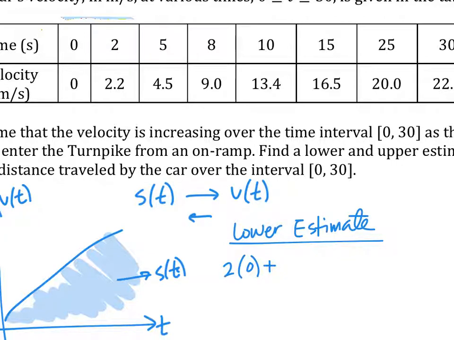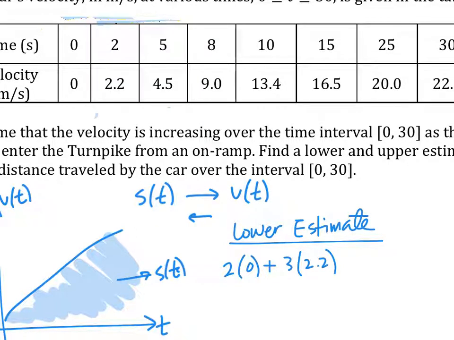Okay, next, between 2 and 5. Between 2 and 5, what is the lower height? 2.2, and then what is the base for that interval? 3. So you see how the intervals are not equal size? So you have to kind of be careful whenever you have a table. All right, go to the next interval.